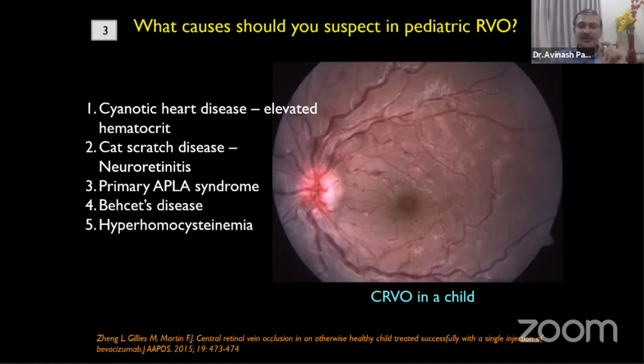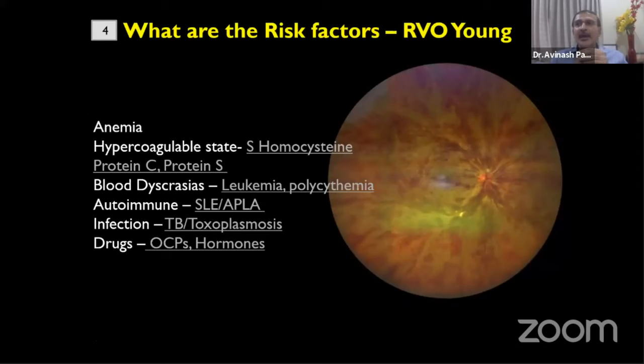But do remember, cyanotic heart disease with elevated hematocrit value is something we have to be concerned about in the pediatric age group. Having spoken about the pediatric age group, a few more diseases get added when a person crosses 18 plus. There are hypercoagulable states, where protein C, protein S deficiency, blood dyscrasias like leukemias, polycythemias, again a host of inflammatory conditions. You have the primary APLA, the secondary APLA conditions, infections like tuberculosis and toxoplasmosis, and drugs like OCPs and hormones can also come into play.